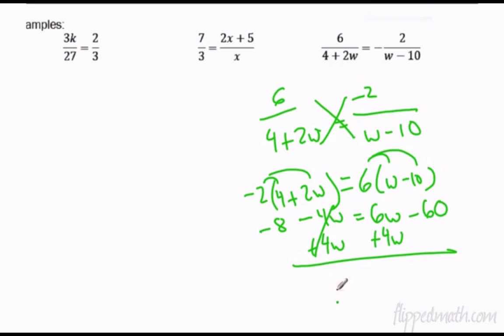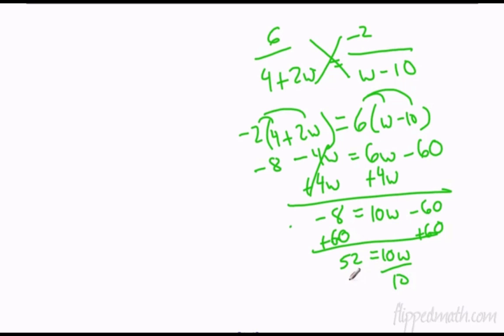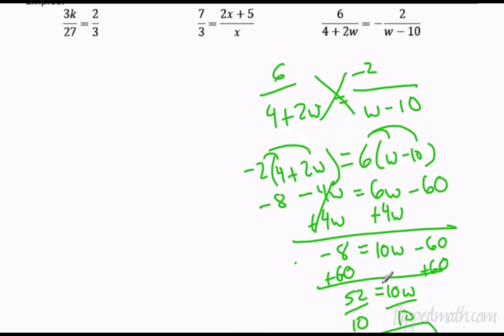Draw a line. They cancel. So negative 8 comes down. Equals 10w minus 60. All right, now what? We want to add 60 to both sides. So we get 52 equals 10w. And if I can scroll down a little bit here, we divide by 10, we get w equals 5.2. Oh my God, that's ugly. But that's the answer. Voila. So that's how you do those.